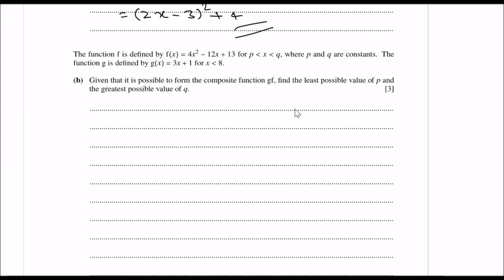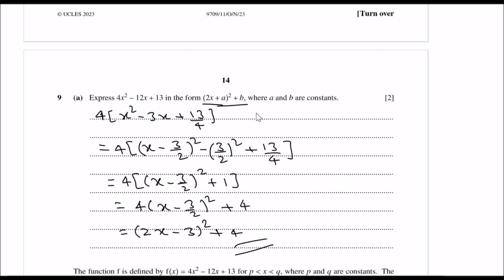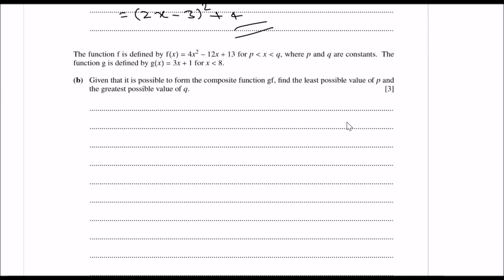Now the next question. The function f is defined by f(x) = 4x² − 12x + 13. You can see here, the same function they have given as f(x), and x lies between p and q. The function g is defined by g(x) = 3x + 1 for x less than 8. Given that it is possible to form the composite function gf, find the least possible value of p and the greatest possible value of q.